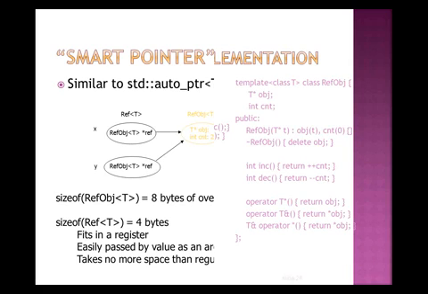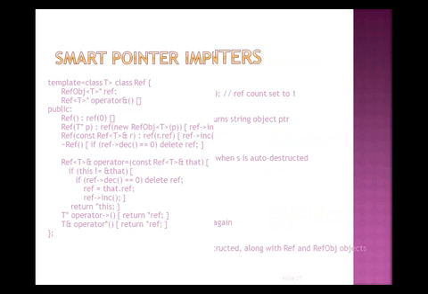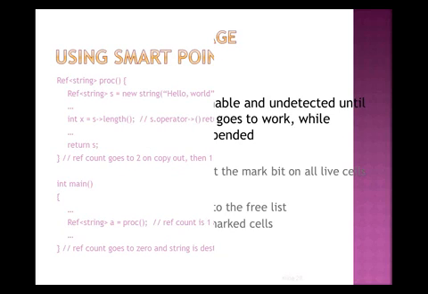Now, how is reference counting achieved using smart pointers in C++? Use smart pointers in C++ to automatically avoid the limitations of reference counting. This is the implementation of the smart pointer. This is how a smart pointer can be implemented. Then this is how to use smart pointers.